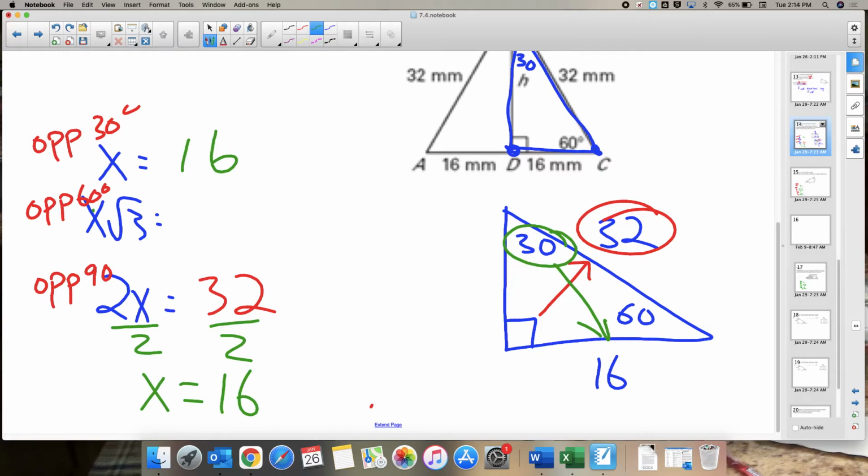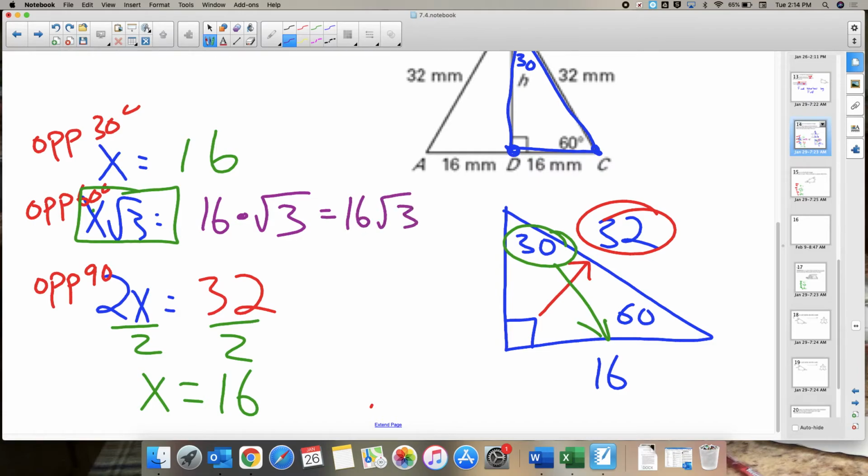Our last one then is this height, this x square roots of 3. It says take your x value, which is 16, and multiply it by the square root of 3. Now, I am not allowed to combine these terms. There's no way to simplify it. So I do end up with just 16 square roots of 3 for my height.